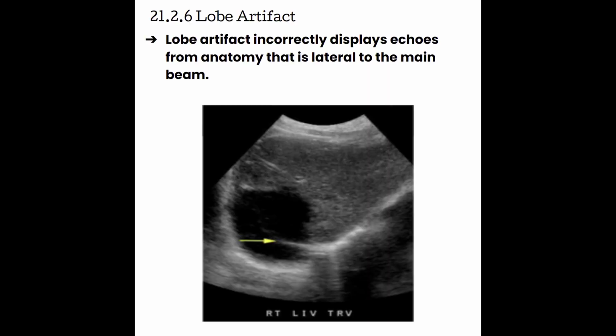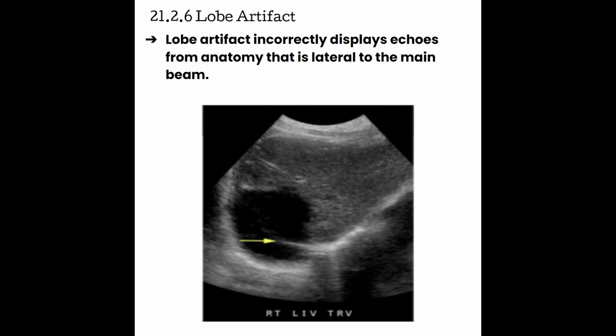Lobe artifact occurs when sound energy escapes the main beam and then interacts with some strong reflectors off to the sides. And the system believes that these echoes that are returning from the sides are actually in the main beam, and so it's going to display those echoes in the image. So lobe artifact incorrectly displays echoes from anatomy that is lateral to the main beam.